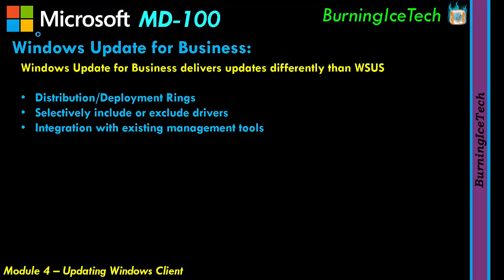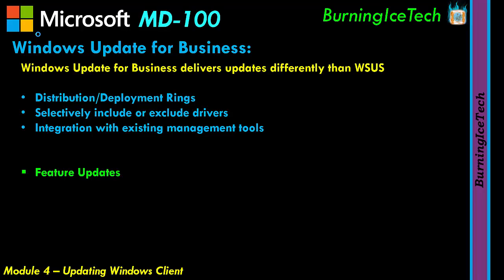Oh yeah, and guys, there's one last thing I want to mention regarding Windows Update for Business. It provides three types of updates in Windows. The first is called feature updates. This was previously referred to as upgrades.